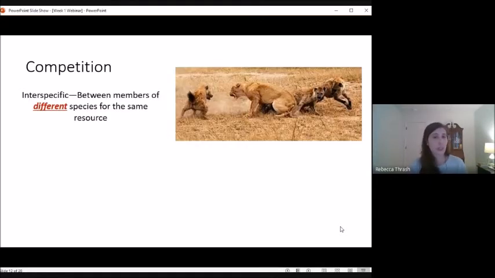So this can either be with members of different species for the same resource, so interspecific, and in this case I've got a lion who is maybe fighting with some hyenas over the same kill or resource, so they both want the same thing, and so they're in active competition.